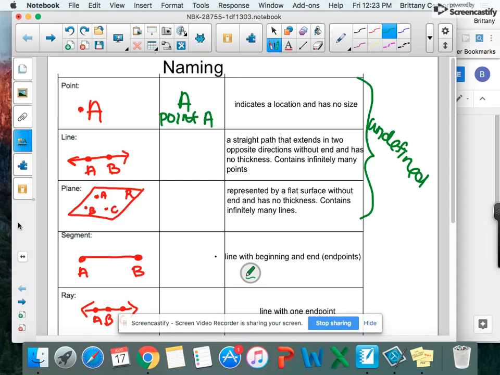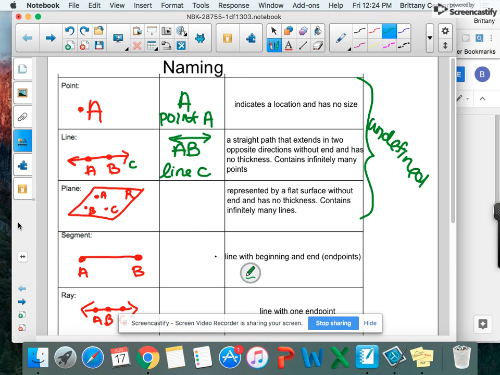Next, we have a line, which is a straight path that extends in two opposite directions without end and has no thickness, and it has infinitely many points. To name a line, we take 2 points on that line, and we put arrows above and put the capital letters underneath. You could put this in either order. This says line AB. We could flip it and have it say line BA. Also, if there is a lowercase letter next to the line, we can write the word line and then C.